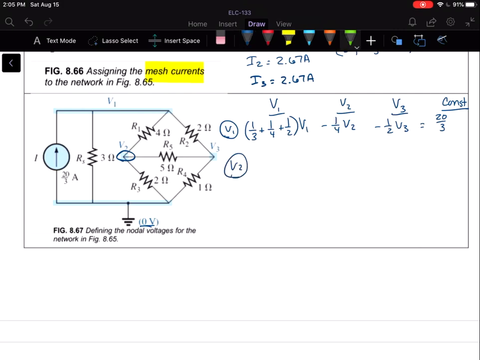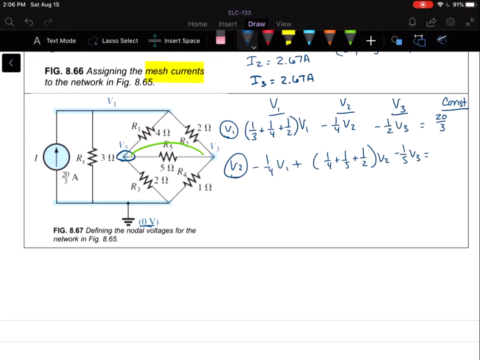we're going to sum all the conductances connected to V2, so that would be these 3 resistors right here. So we've got 1/4 plus 1/5 plus 1/2 V2. Then we're going to subtract any conductances that V2 has in common with V1, which is just R1. So minus 1/4 V1. And then we're going to subtract any conductances that V2 has in common with V3, which is this resistor right here. So minus 1/5 V3.